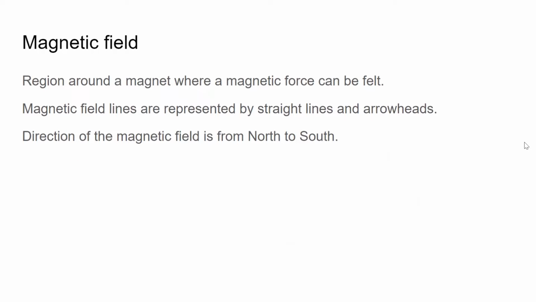So a magnetic field is the region around a magnet where a magnetic force can be felt. Magnetic field lines are represented by a straight line and arrowheads on the top. The direction of the magnetic field is always from north to south.